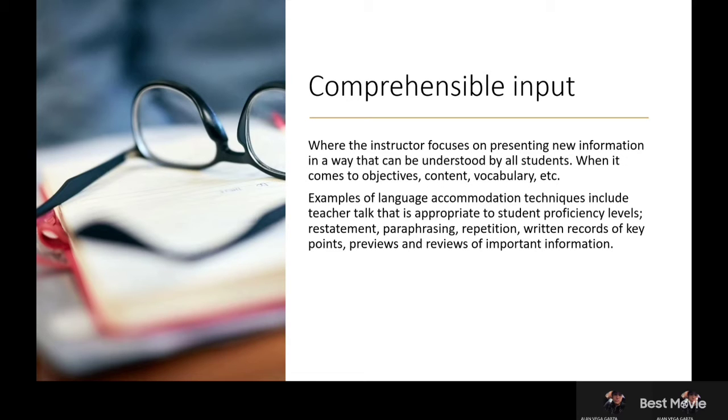The next component, comprehensible input, where the instructor focuses on presenting new information in a way that can be understood by all students when it comes to objectives, content, and vocabulary. Examples of language accommodation techniques include teacher talk that is appropriate to student proficiency levels, restating statements, paraphrasing, repetition, writing records of key points, and review of important information.